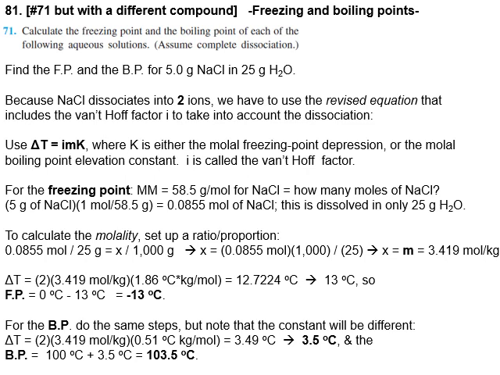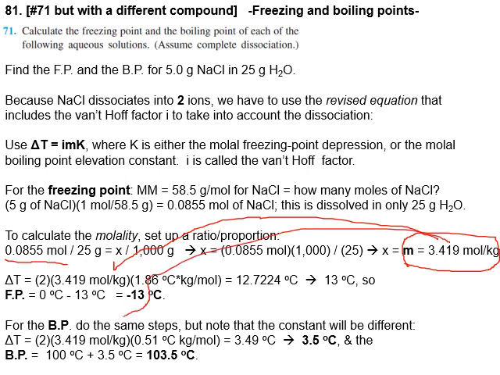So when we divide the number of moles here, which turned out to be 0.0855, by 0.025, we get that the molality is 3.419 moles per kilogram of water. So we're going to put this number into both of our answers here. We're going to put it here for the freezing point, and then here for the boiling point. So that's the molality.